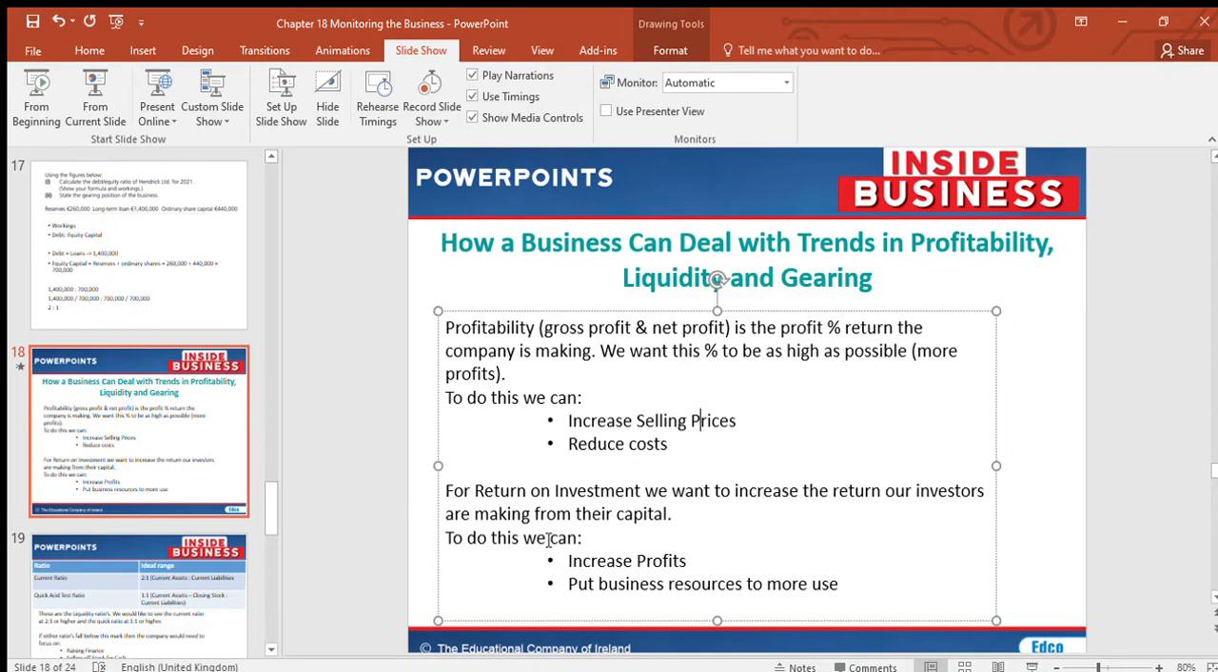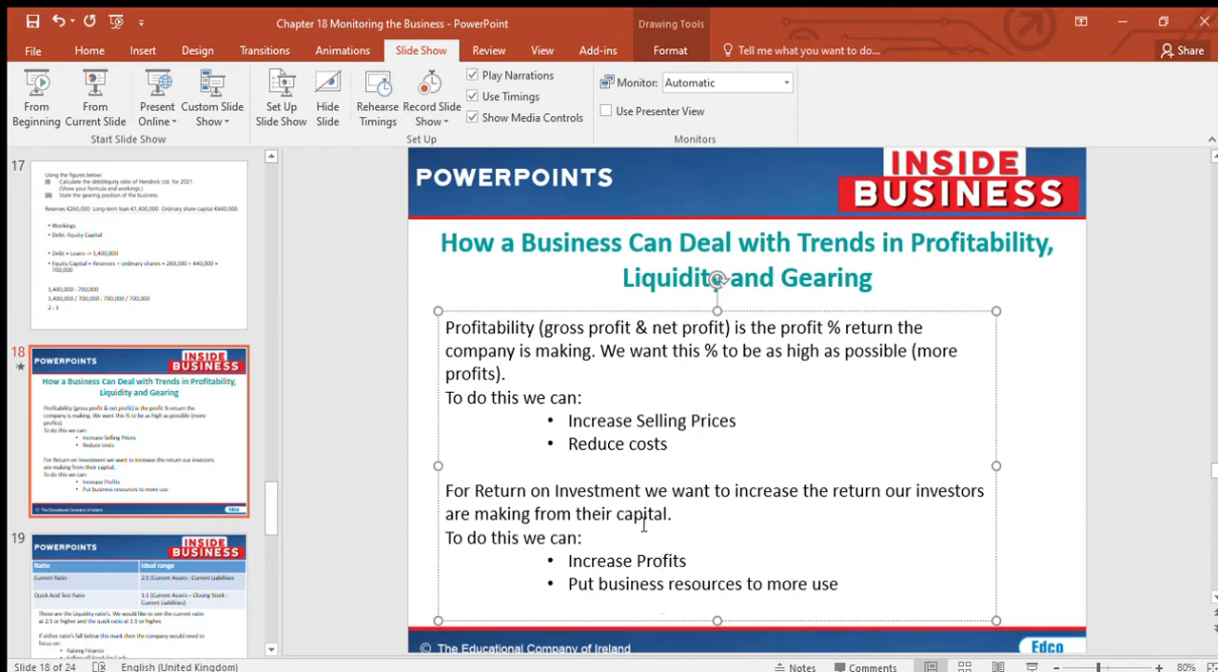So how do we increase the return on investment? Well, we can quite simply increase profits or put business resources to more use, which is easier said than done. What do we mean by put business resources to more use? It means putting every penny to good use. This is just generic stuff, but how would you increase your return on investing something? The money that you invest is put to better use in the company and increases the profits.